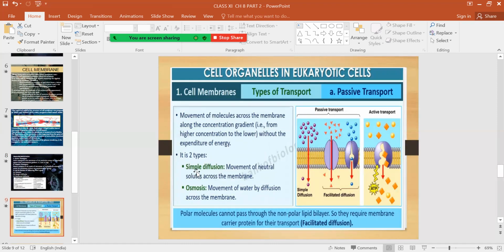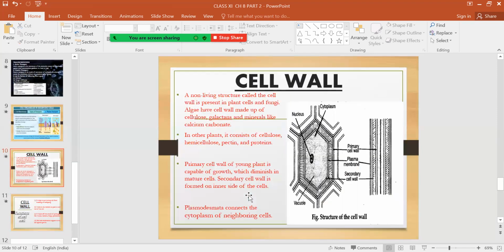So simple diffusion is what? The neutral molecule, the neutral solute, they cross the membrane. You can see over here the small circles are shown. It's showing that it is passing through. That is simple diffusion. Osmosis is what? Movement of water from higher concentration of water to lower concentration of water across the membrane. That is osmosis. So that also takes place through passive transport.